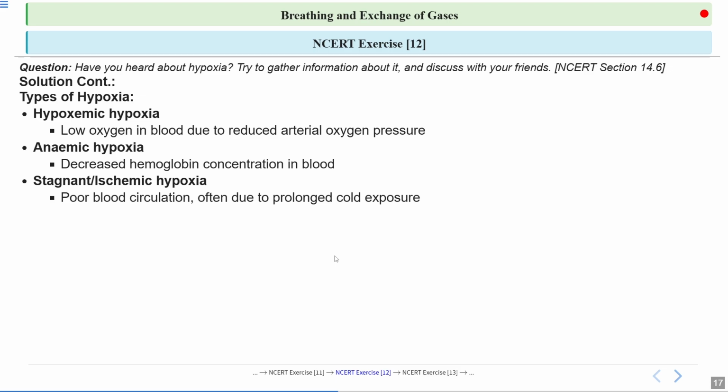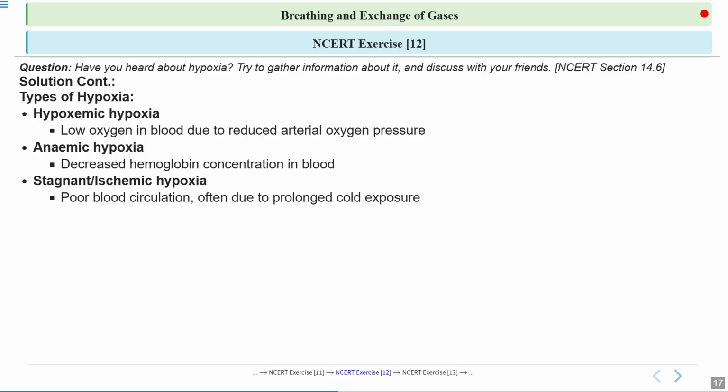Next is the stagnant ischemic hypoxia. Poor blood circulation, often due to prolonged cold exposure. If you are exposed to a very cold place, suppose you are at a very high altitude where you can see ice everywhere, such a chilling condition, there your blood circulation will be affected, right? The poor blood circulation will not allow the oxygen to reach the tissue properly, right?